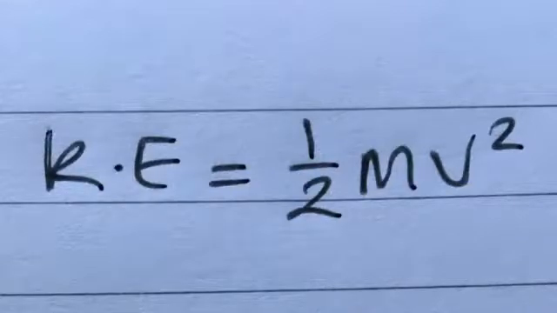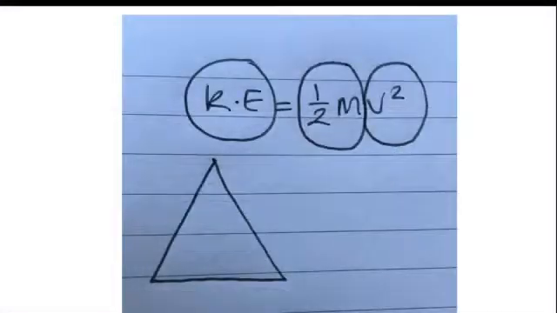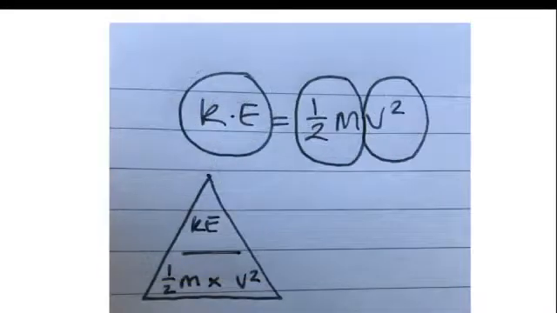So we're going to start with the equation for kinetic energy. Kinetic energy is a half mv squared. Now we can still make a triangle with this equation. We just need to block it out. So kinetic energy is one part, a half of the mass is another part, and the velocity or speed squared is the third part. We can then put that into our triangle.